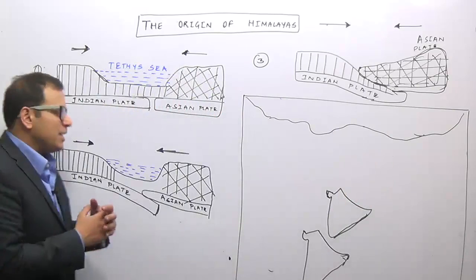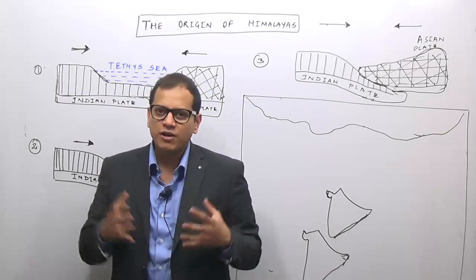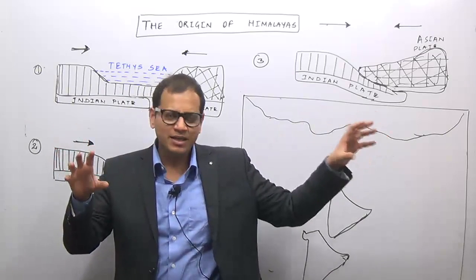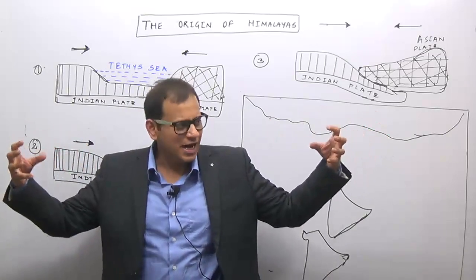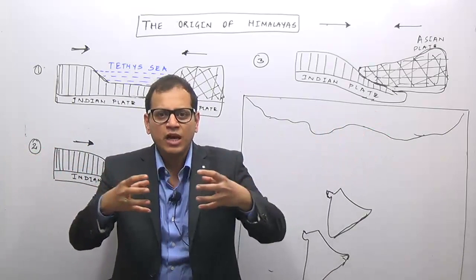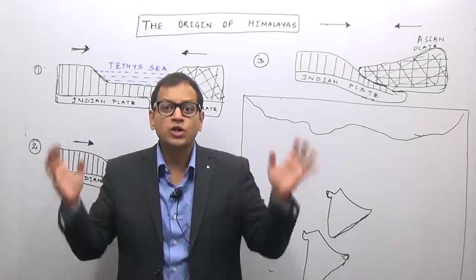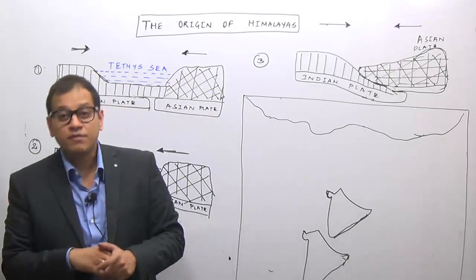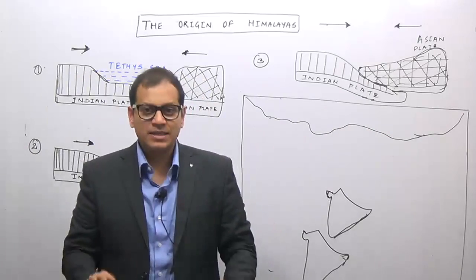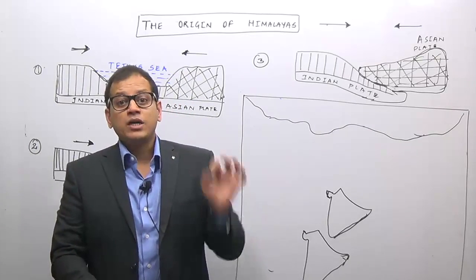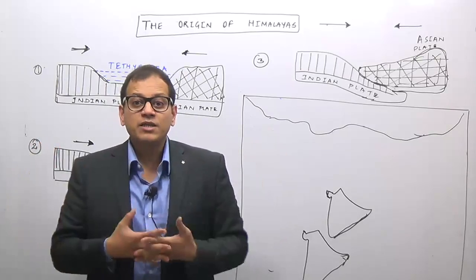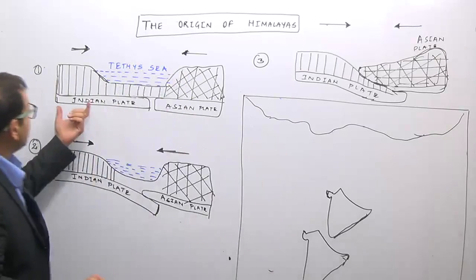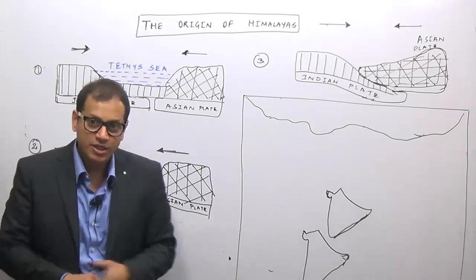The origin of the Himalayas can be explained by two theories: one is the Geosyncline theory and the other is the plate tectonics theory. I will explain the combined effect of both. How did the Himalayas come? And this is what you have to write in your answer also. Explain the origin of the Himalayas: the Himalayas came due to the convergence and resultant collision of two plates, that is, the Indian plate and the Asian plate.